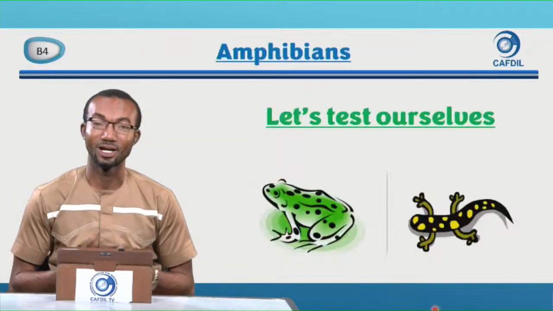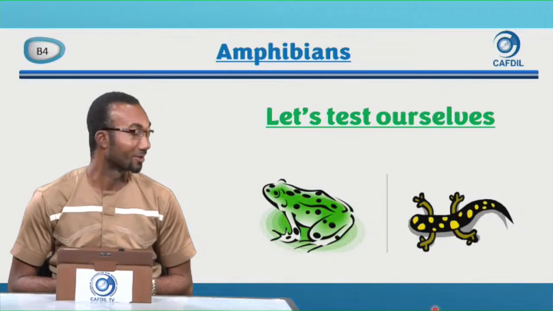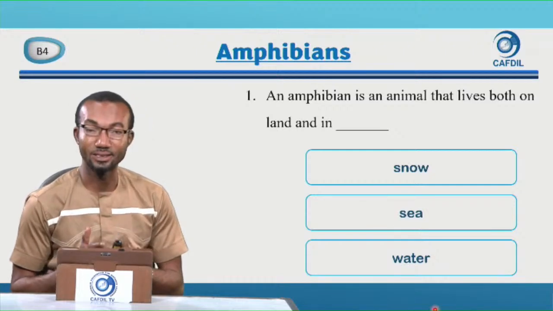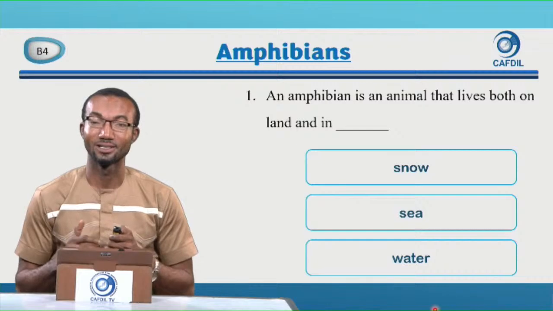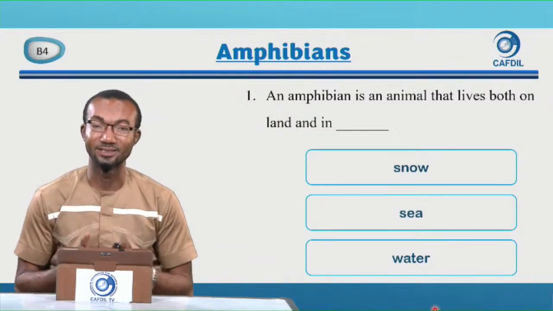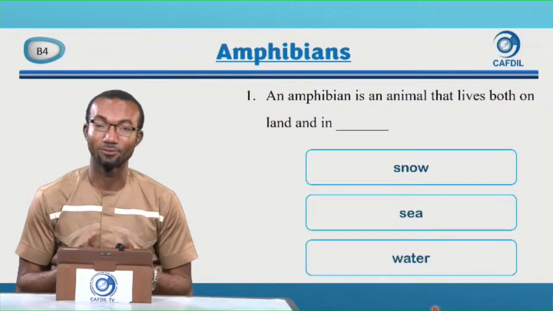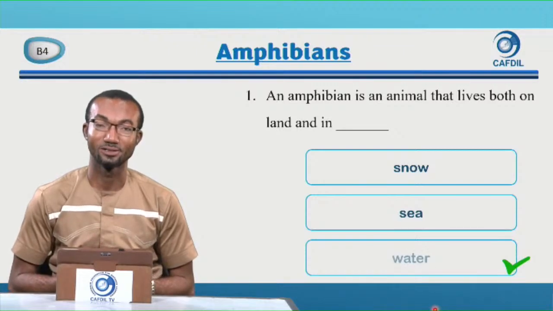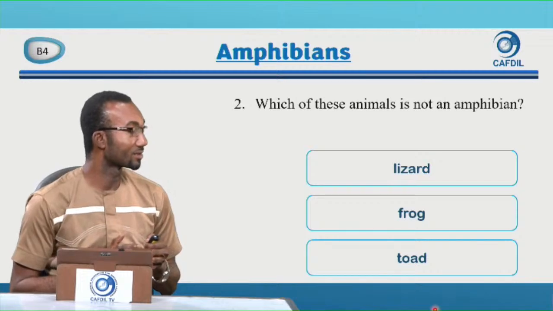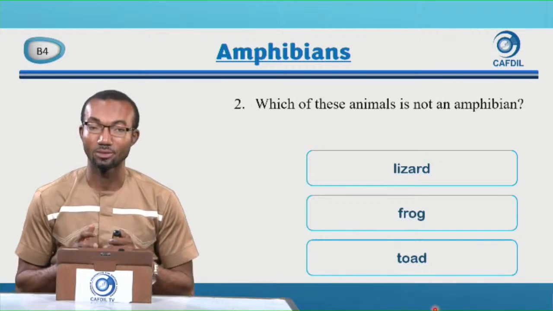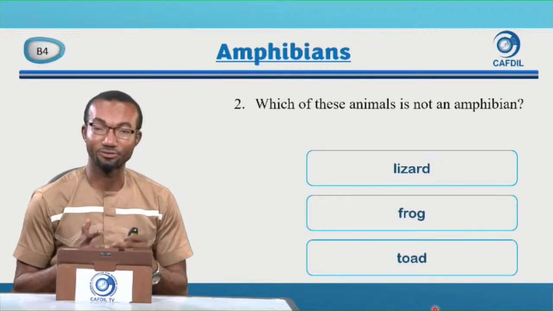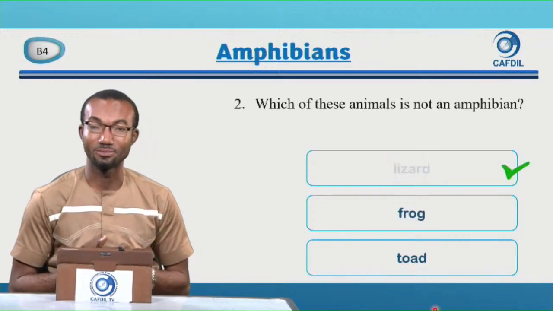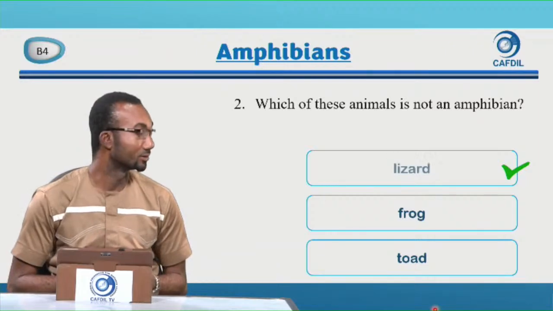Good. Now before we leave, let's test ourselves as usual. 1. An amphibian is an animal that lives both on land and in. So you have snow, you have sea, you have water. Good, the answer is water. 2. Which of these animals is not an amphibian? We have lizard, we have frog, we have toad. Good. Lizard is not an amphibian. Lizard is a reptile.